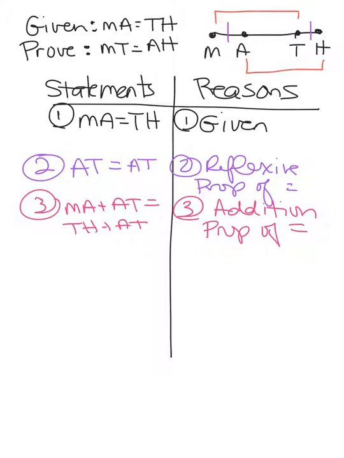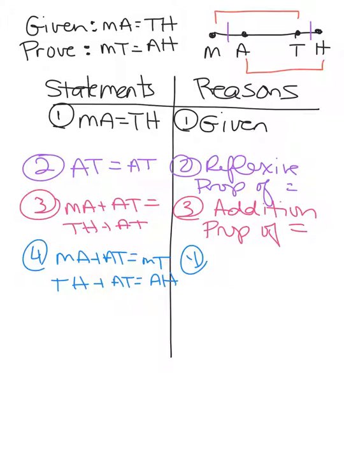Now I'm starting to go somewhere in my proof. If I go back to my diagram, I can use that segment addition, which we use a lot. So I have MA plus AT is equal to MT. And I can also say in the same step that TH plus AT is equal to AH. Now remember, when we put two equality statements or congruent statements in the same step, it means we're doing that because the reason's the same. And this is segment addition postulate.